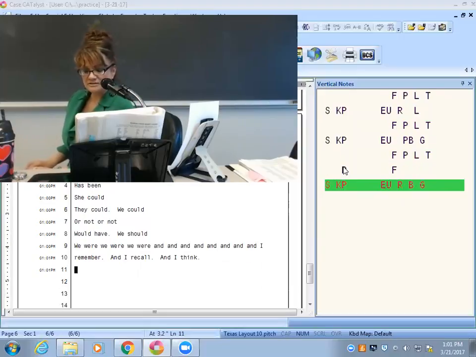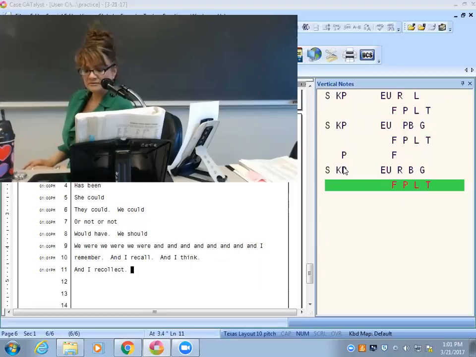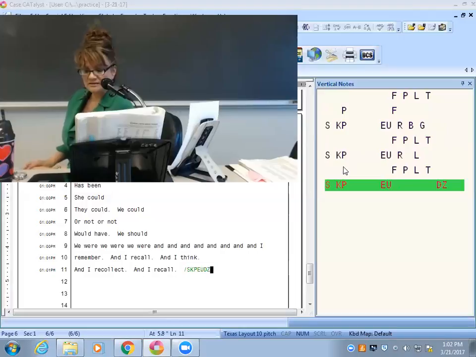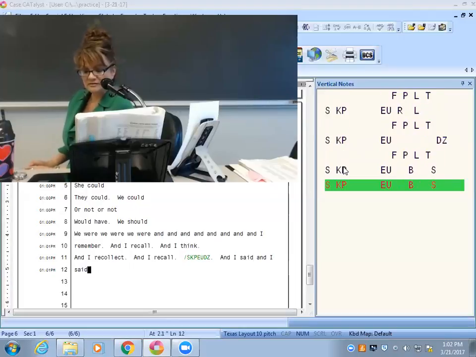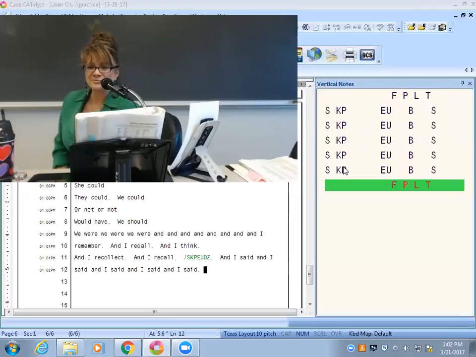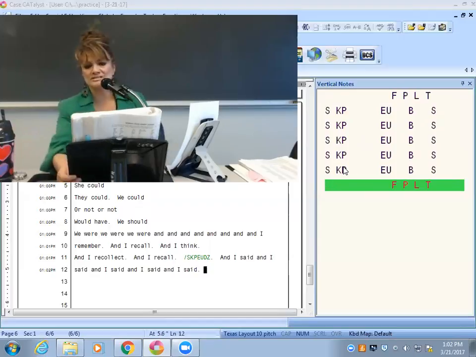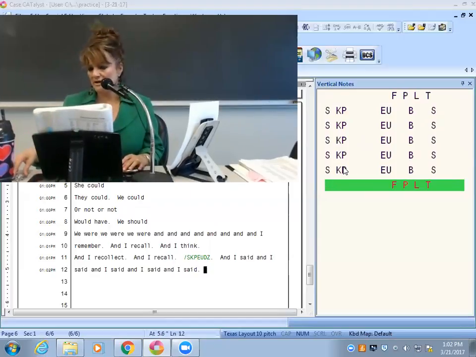It doesn't make any sense, but you want to write all these phrases. And I recollect, and I recall, and I said. So it really makes a difference if you use SKP on the initial side, okay? I'm going to start slow, Leslie, and this is going to be at no speed, so just write the words on your machine.